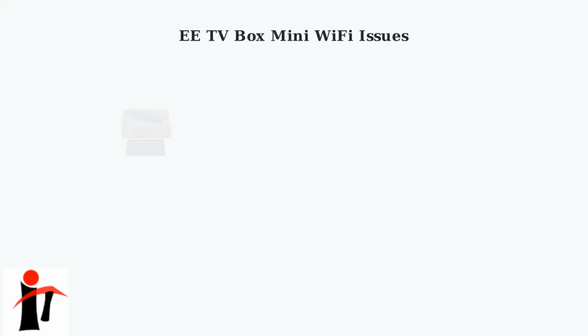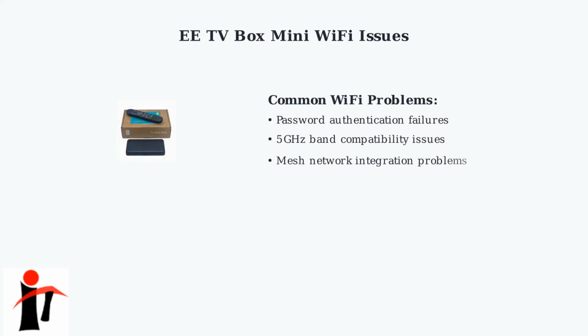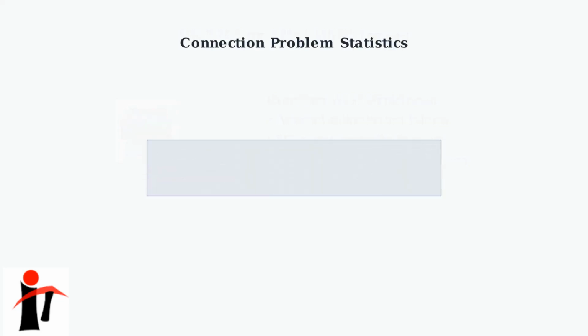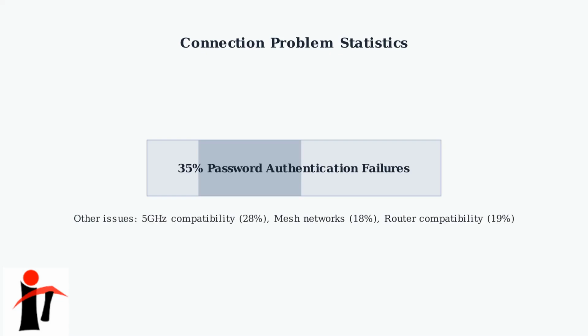Wi-Fi connection problems with your EE Box Mini are more common than you might think. Many users experience issues ranging from password authentication failures to compatibility problems with modern routers. Password authentication failure is the most frequent issue, affecting 35% of all connection problems. This means more than 1 in 3 users struggle with getting their device connected to their home network.